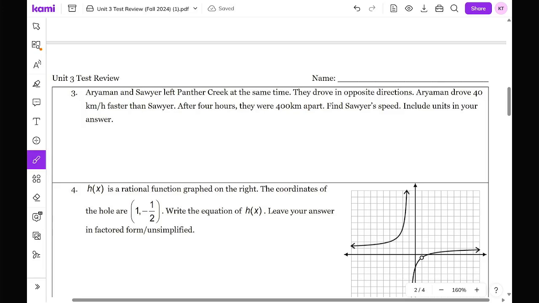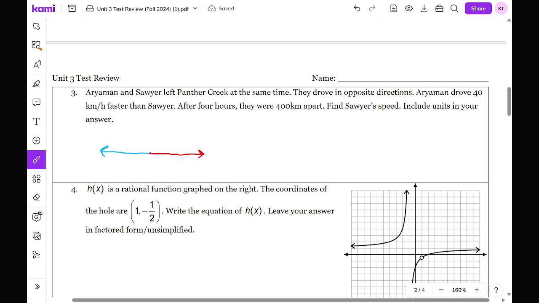Okay, so in this question number 3, we have two people heading in different directions and they both left at the same time. So person number 1 is going one direction and the second person is going the other direction. Now, the first person, it says they're going 40 kilometers per hour faster than the other.